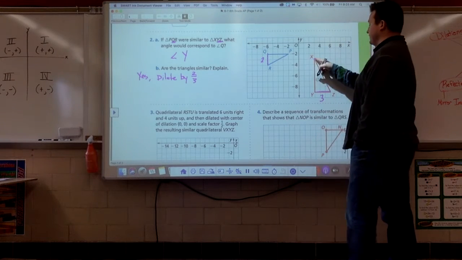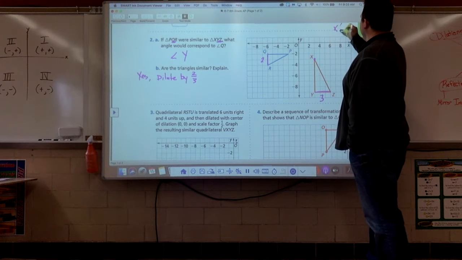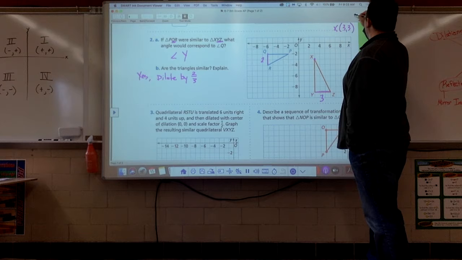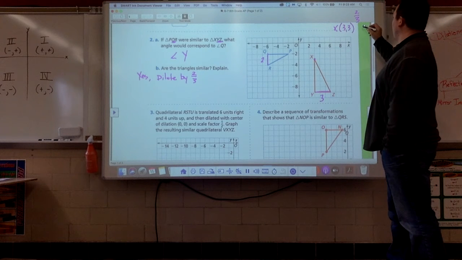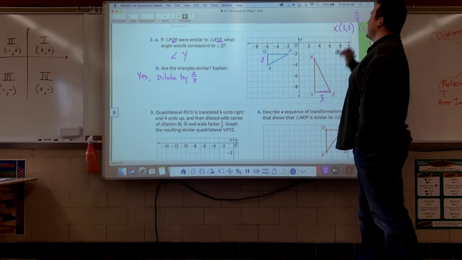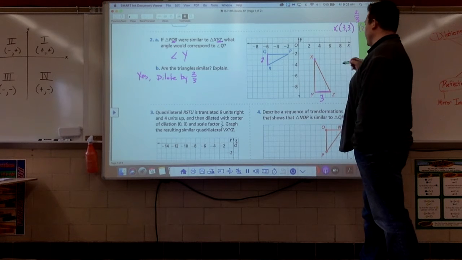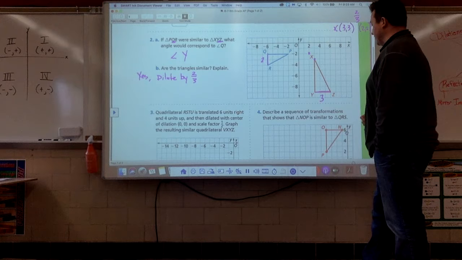So point X is right here at 3, -3. When I multiply by 2/3, okay, what happens? Well, X now moves to 2, -2. Good catch there. So X is going to move here.